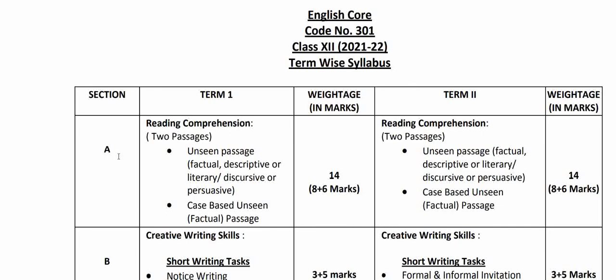For term 1, for section A, we have the reading comprehension, two unseen passages. The first is based on a factual, descriptive, or literary, discursive, or persuasive passage. And the second passage will be a case-based, unseen factual passage. That means a passage will be there along with a tabulated pie chart or certain tabulated information which can be combined and used for answering the MCQ questions.